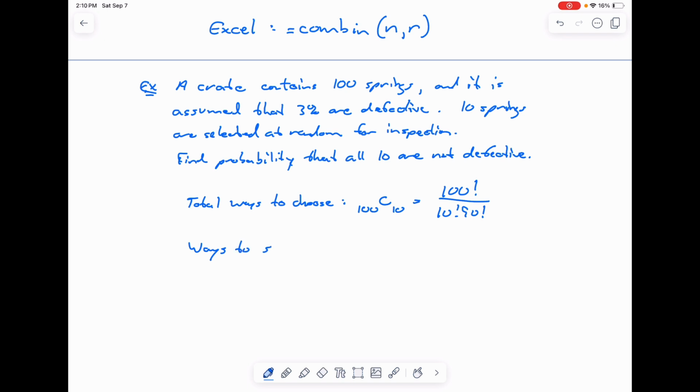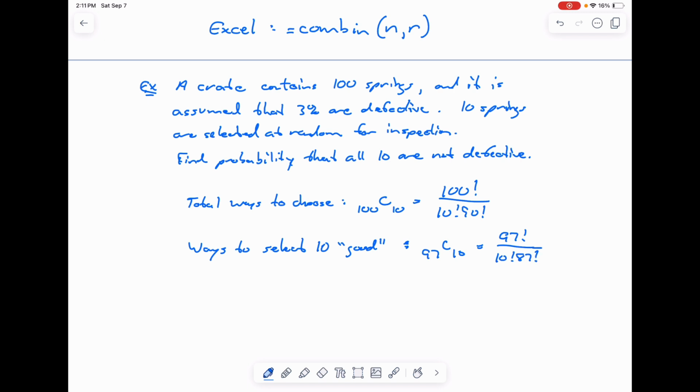to select 10 good, right? Because we want the probability that none are defective. Another way of saying that none are defective is all are good, right? So there are 97 that are good, and we want to choose 10 of them. So similarly, we are going to take 97 factorial divided by 10 factorial times 87 factorial.